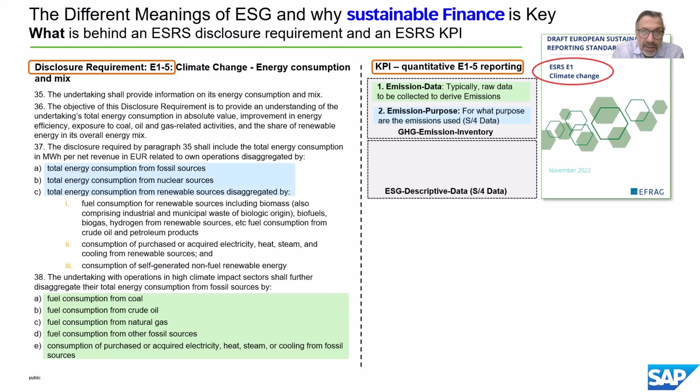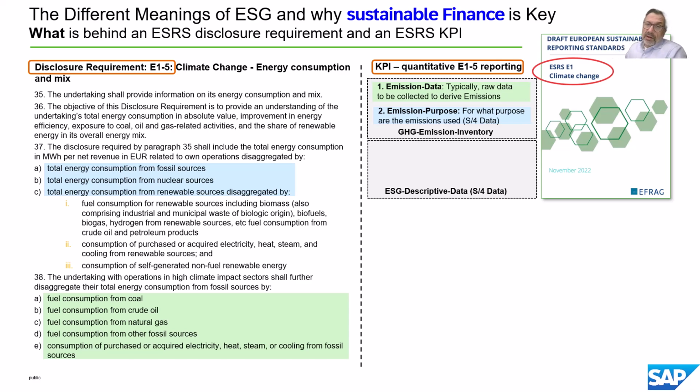The second type of data that we can identify as SAP are the emission purpose. So for what purpose are the emissions used? This is information we get out of our S4 system. Let me make an example. 37A means total energy consumption from fossil sources. This is an aggregation based on the emission data type, mixed up with transactional data that are coming out of the core system.